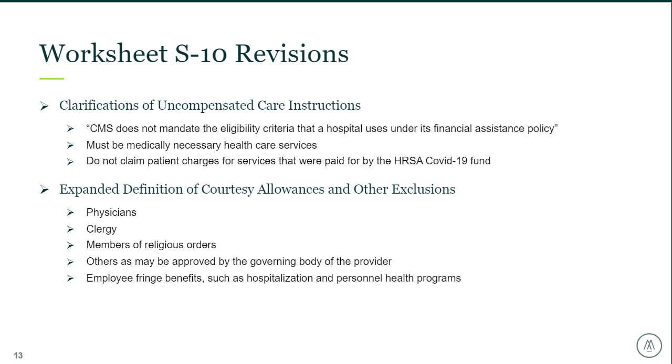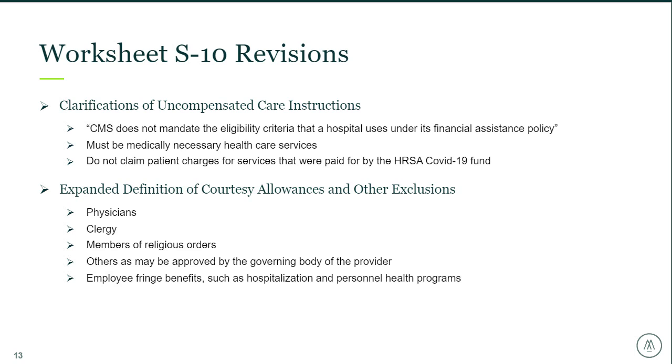And besides the addition of a new report, there are also several clarifications and expanded instruction sets within S10. The first I'll highlight is CMS's definition or criteria for charity care on S10. This is something we still consistently get asked about, and so they've now added to the instructions, and I'll quote, CMS does not mandate the eligibility criteria that a hospital uses under its financial assistance policy. The hospital establishes ultimately the criteria for charity care, and it's that criteria in your written financial assistance policy that drives your charity care reporting on S10.